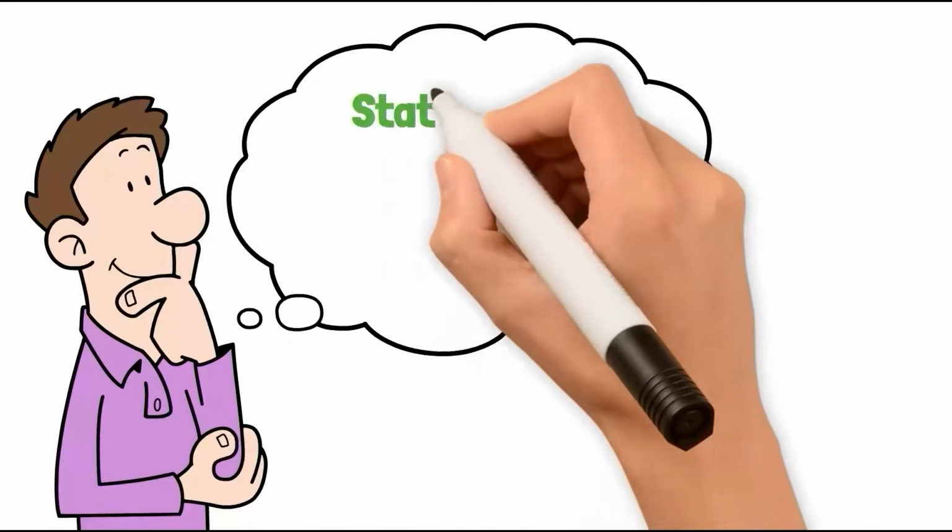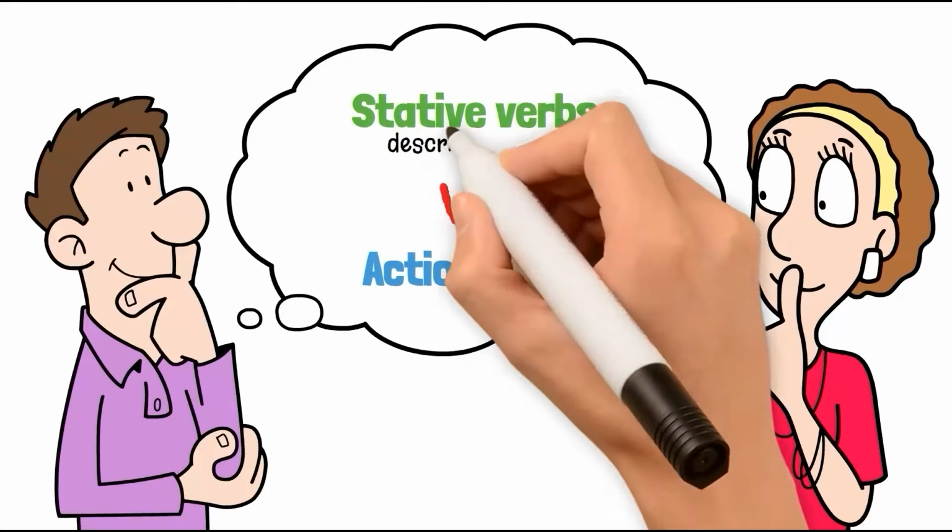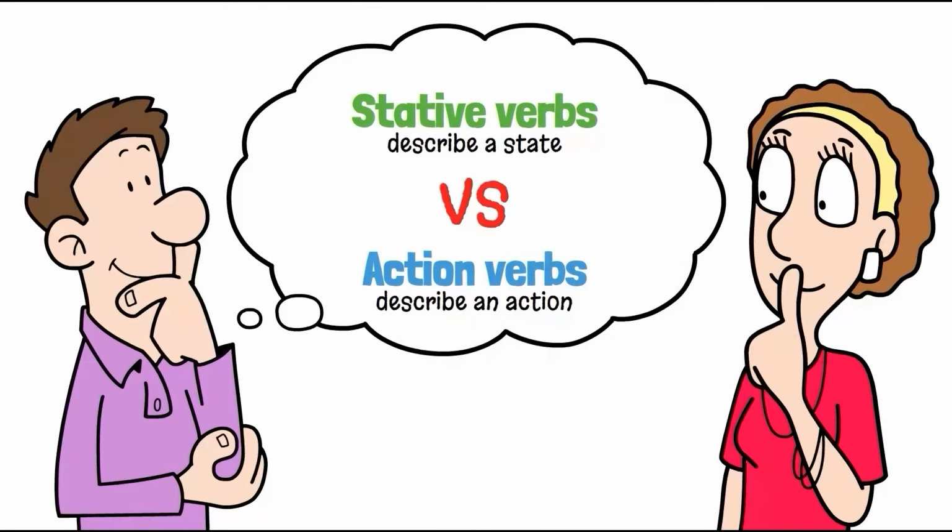Do you know the difference between stative and action verbs? The answer is simple. Stative verbs describe a state. Action verbs describe an action.